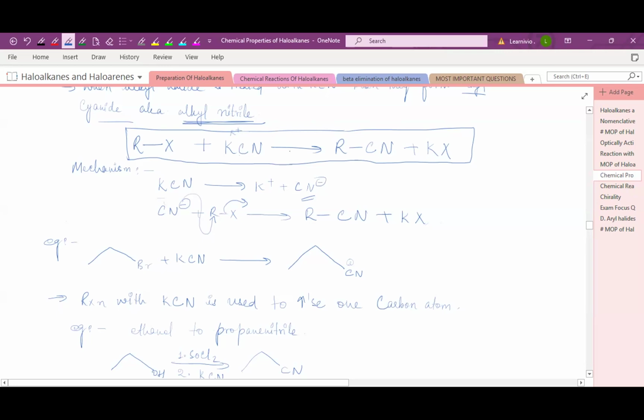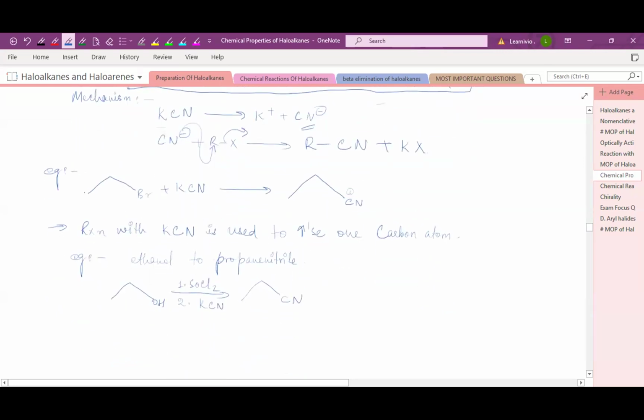Okay, CN minus attacks on alkyl halide to form RCN. So examples you can see, this is your ethyl bromide CH3CH2Br. Okay, what you are supposed to do? This CN minus, यहाँ पे आपका nucleophile है, and you know this has a positive center. This bromine is electronegative, so इस पे negative charge है, and this will have the positive charge. So this will attack this carbon, and this bromine will leave.